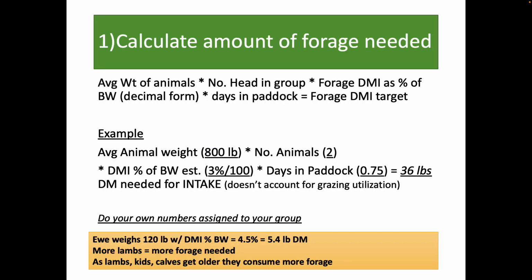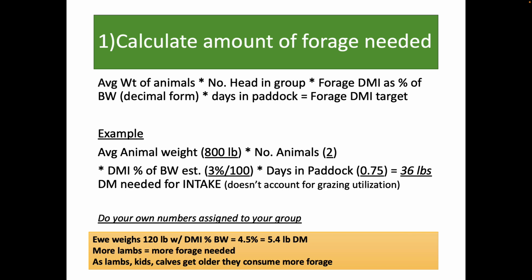Okay, so the first thing that we have to do is calculate the amount of forage that's needed. The way we do that is average weight of the animals, number of head in each group, times the forage dry matter as a percent of their body weight in decimal form. So if it's 3%, move that decimal point over 2 spots, you're going to multiply it by 0.03, and then the days in each paddock. In our example, they're only going to be in there for about 18 hours, so we're going to use 0.75.